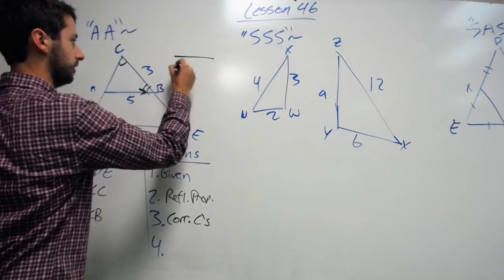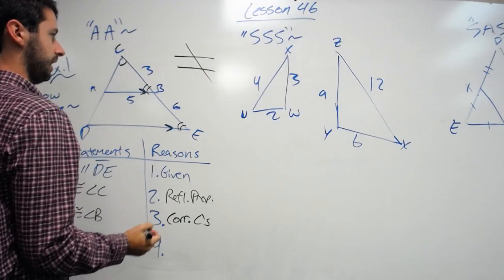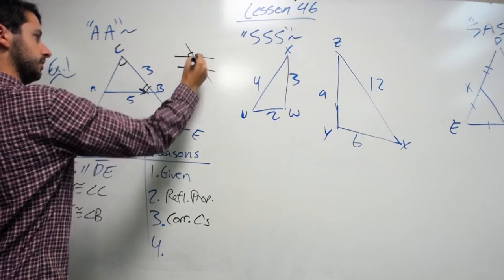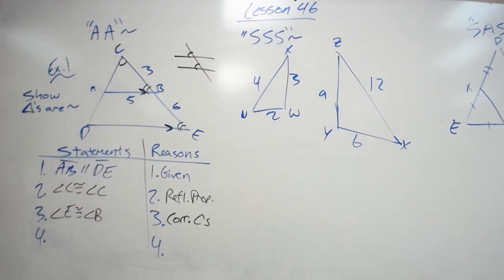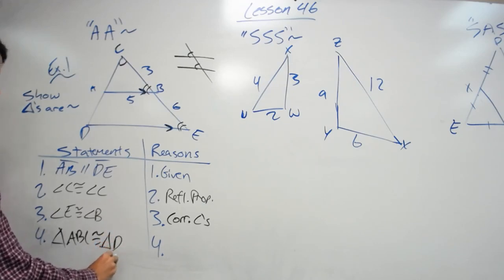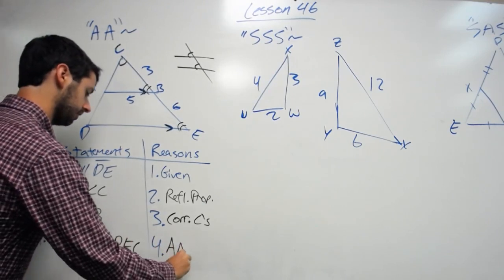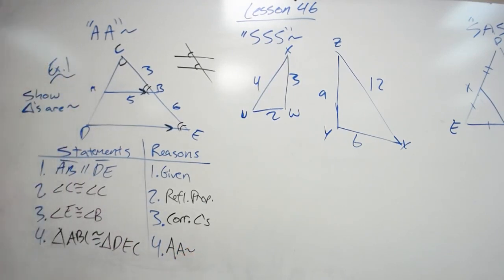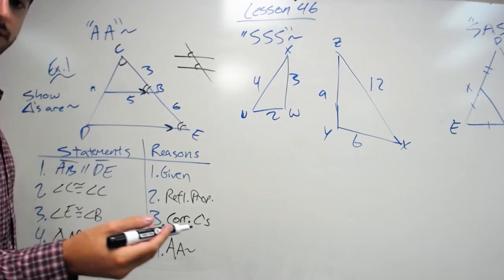If I drew it out here and made it look like that, you would see that these two angles are the same, corresponding. And so then you could say the triangle ABC is similar to triangle DEC because of angle similarity.